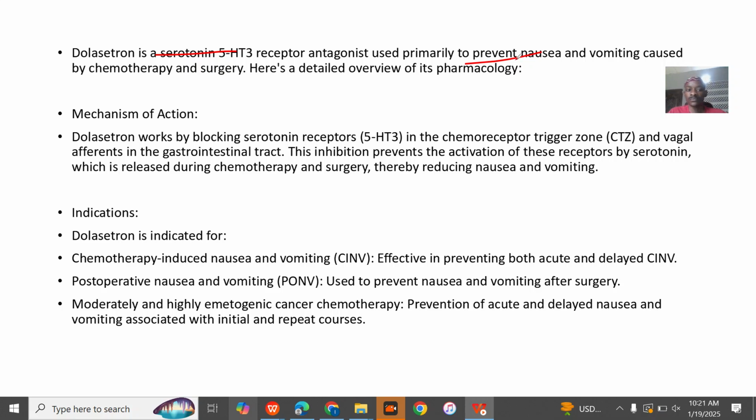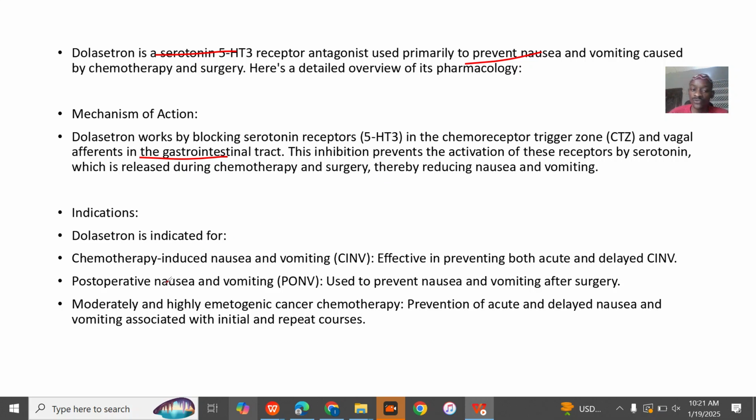Okay. So Dolasetron works by blocking serotonin receptors. It blocks the serotonin receptors, and it mostly does this in the chemoreceptor trigger zone and the vagal afferents in the gastrointestinal tract. Okay, so when you inhibit those receptors, serotonin will not be able to activate those receptors again. You understand? So most of the time, this serotonin is released when a patient is undergoing chemotherapy treatment and surgery.